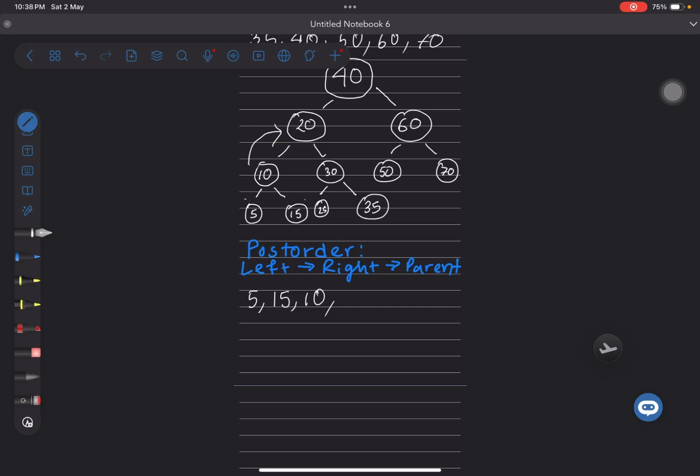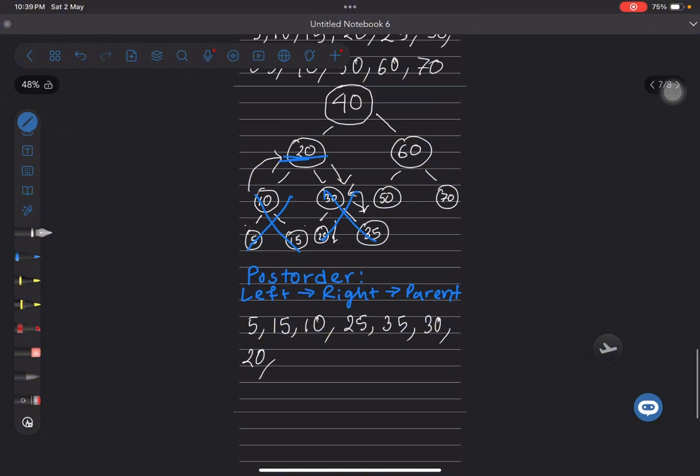So we go back to 20. Now we come on the right side, but we have to go on the left side first. So we come on the left side, which is 25. And after that, we go to the right side. We have 35. And then there's nothing. So we go back to 30. And now, since both of these children are done, only now we can hit 20. So we hit 20, and now the left side is completely done.